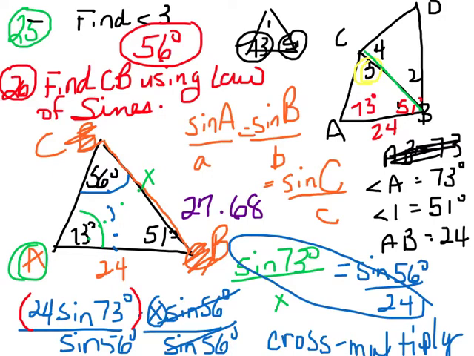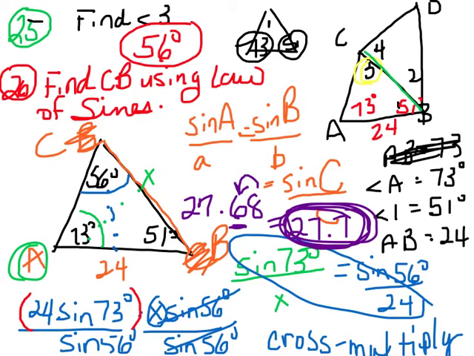Did they tell us how to round it? It says use the law of sines to find CB to the nearest 0.1 mile. That means 1 decimal place, or 1/10 of a mile. So the 8 rounds the 6 up to a 7. So 27.7 is our answer there. I'm out of space, so I'll write that there so we can still see the diagram.